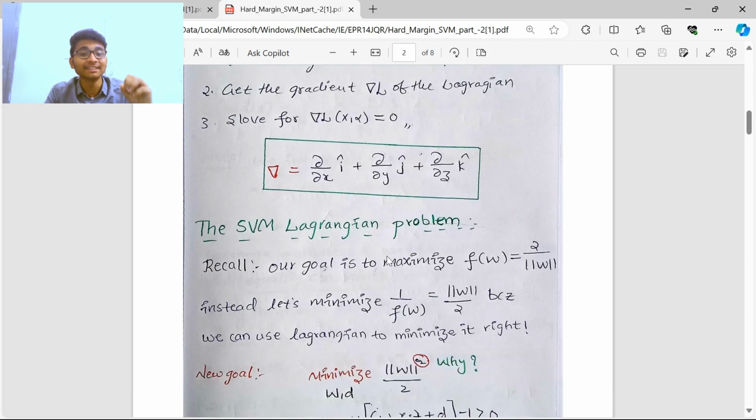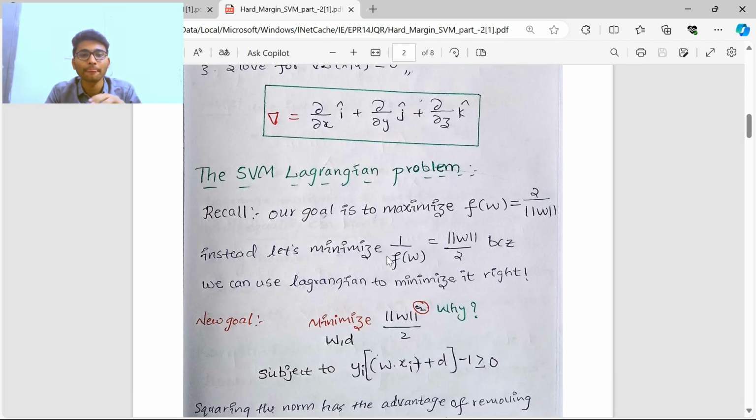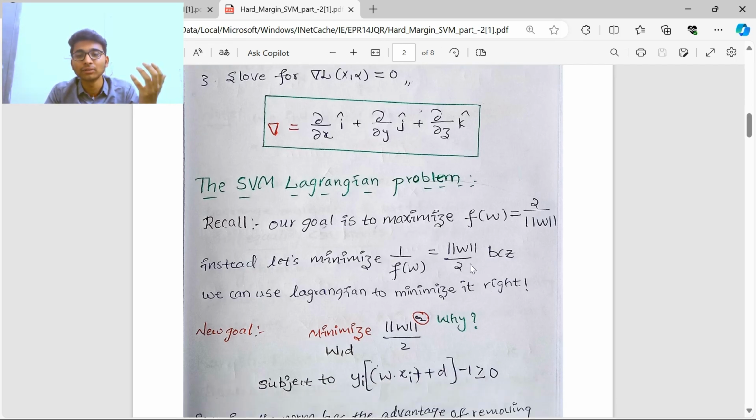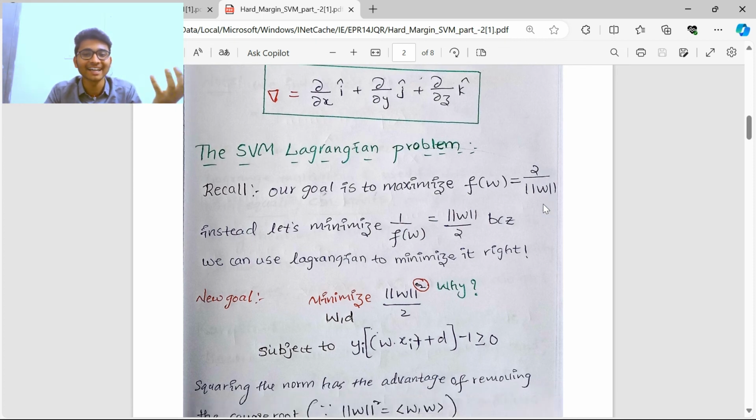Now let's apply the SVM Lagrangian problem. Recall, what is our goal? To maximize f of w. So we know a method to minimize a function. We will do the reciprocal of it and we will do minimization, right? We have a method, guys. Why won't we use this? To use this, we have to minimize the function.